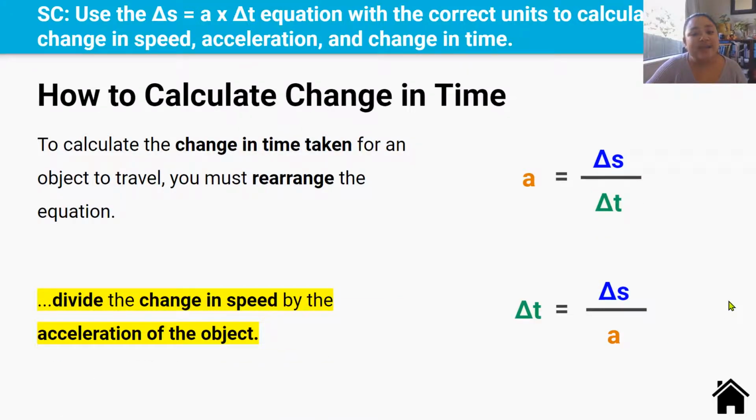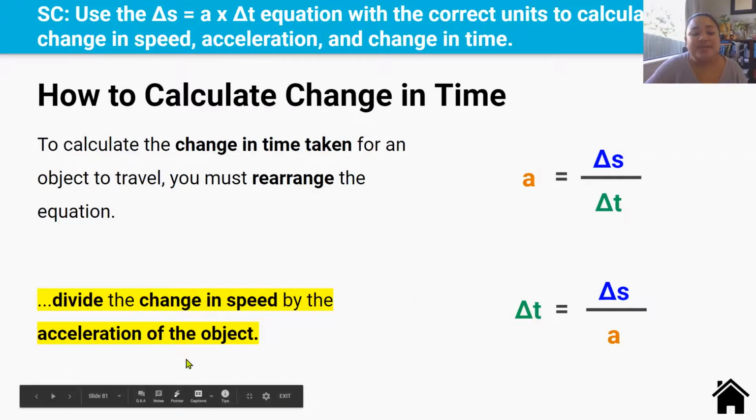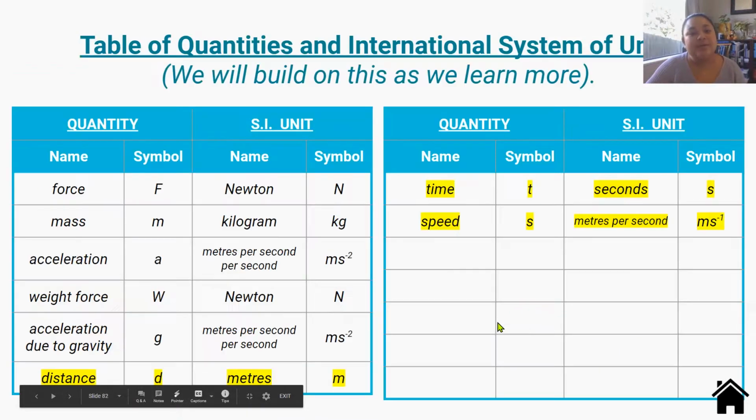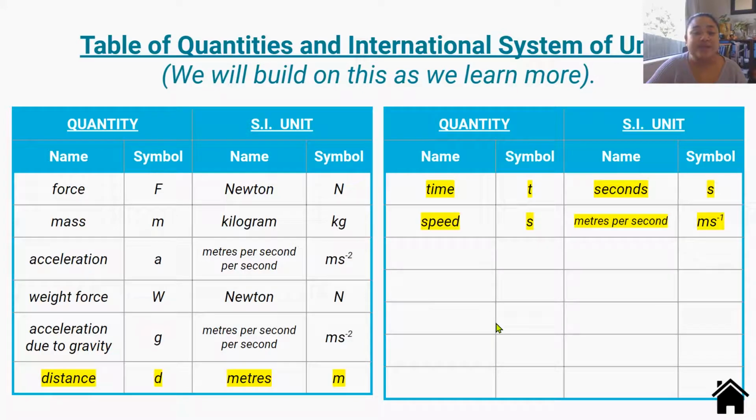And to calculate the change in time, you first need to rearrange this equation. After you rearrange this equation, you'll see that to calculate the change in time, you need to divide the change in speed, shown by this symbol, by the acceleration of that object, shown by this symbol, a. We'll get more practice in using those equations to calculate distance, time, speed, and acceleration in class.